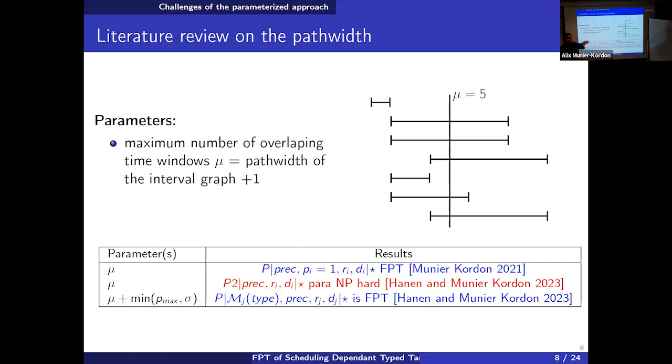The first one that we will present deeply here is when we consider M identical machines, precedence constraints, tasks of duration 1, release times and deadlines. Then we have a fixed parameter algorithm to solve it. If we consider the same parameters with two machines, but with no constraints on the duration, then this problem becomes parameterized. But if we consider both the path-width and the minimum between the maximum duration and the maximum slack, then we can extend this algorithm to this class of problem, with an additional parameter. Okay. So now we are going to see how this works.